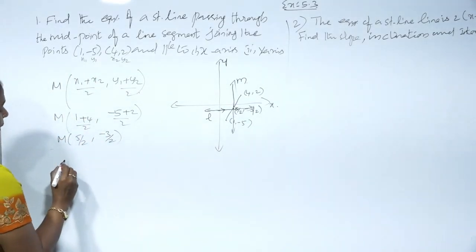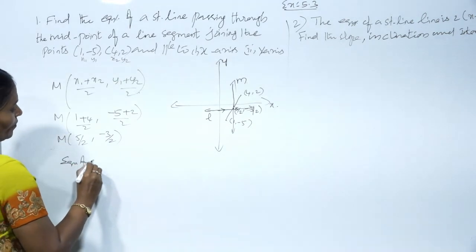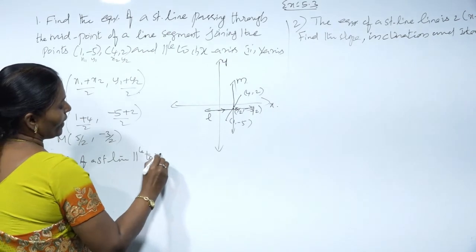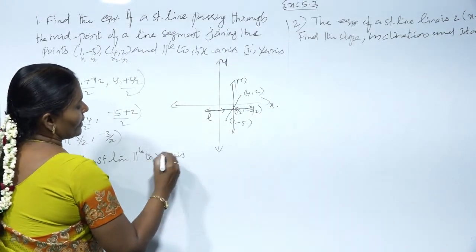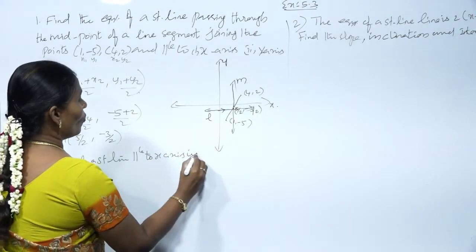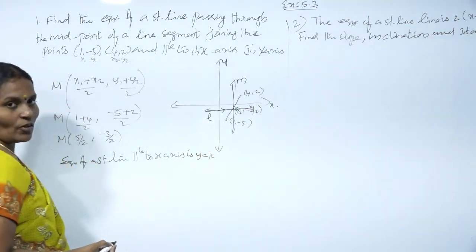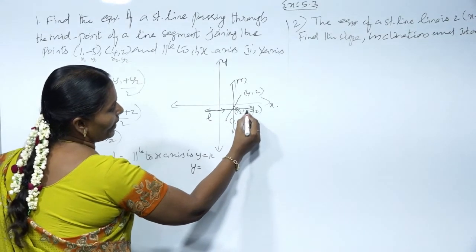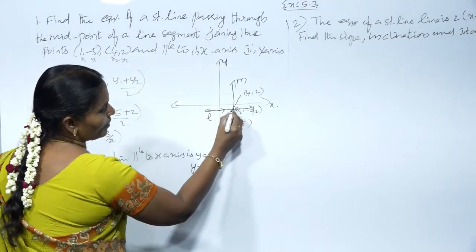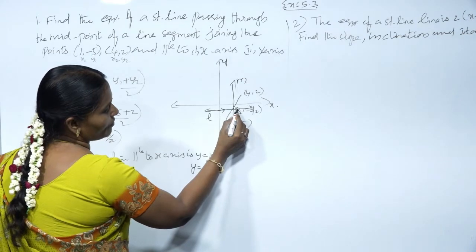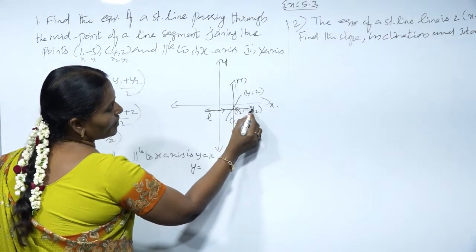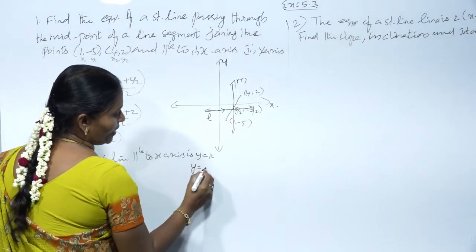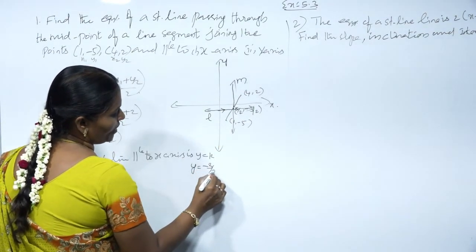You know already, the equation of a straight line parallel to the x-axis is y is equal to k. So y is equal to, here what is the y value? Minus 3 by 2, this point. Here the x coordinate is 5 by 2 and the y coordinate is minus 3 by 2. So y is equal to minus 3 by 2.